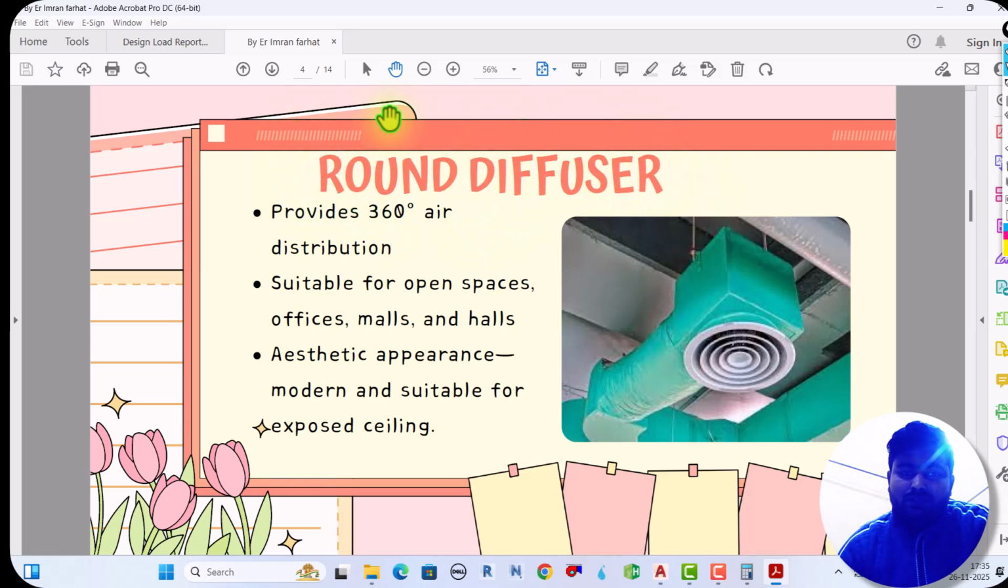Round diffuser, okay, for the aesthetic appearance, modern and suitable for exposed ceiling. Also it is available in market with 360-degree airflow distribution. So if the ceiling is given 600 mm by 600 mm, then we use a square diffuser. If the ceiling is exposed, open space, then we go for a round diffuser, okay.